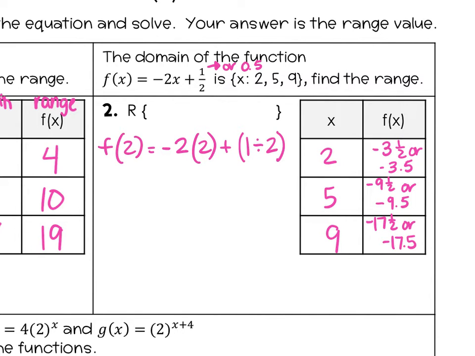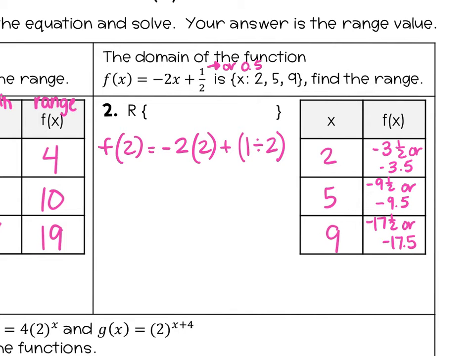Okay, hopefully you're checking your answers. Again, I wrote my x values in the x column here, just going down, so 2, 5, and 9. When I plugged those in, I wrote the fraction and decimal version, either is fine. So negative 3.5 or negative 3 and 1/2 for f of 2. F of 5 gave me negative 9.5, and f of 9 gave me negative 17.5.